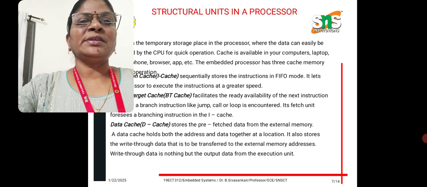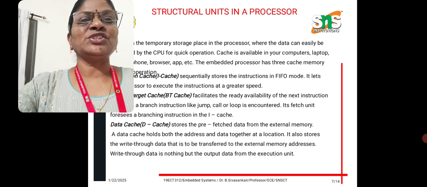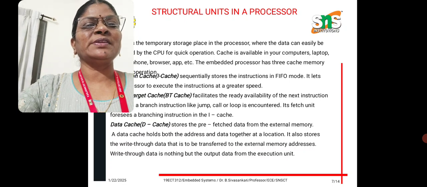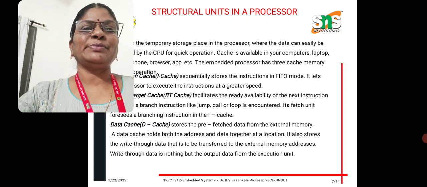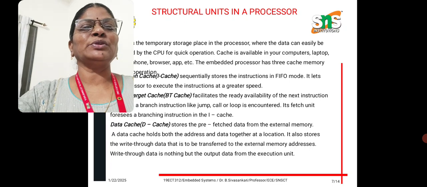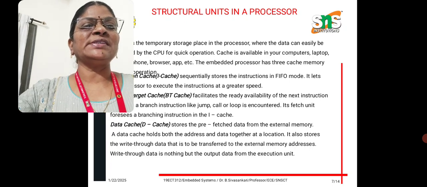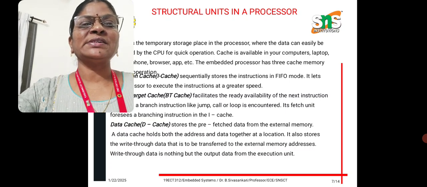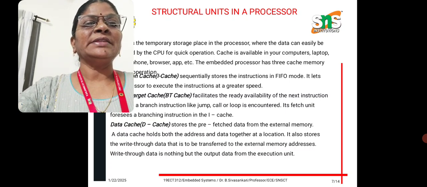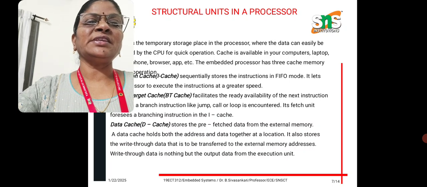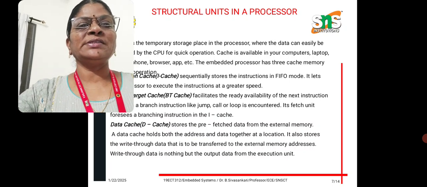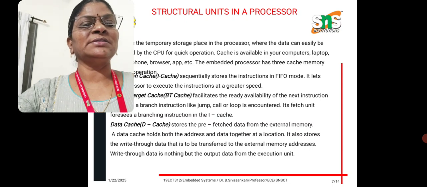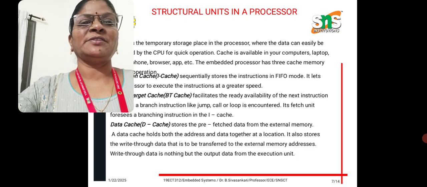And next one is cache memory. Cache memory is the temporary storage place in the processor where data can easily be stored by the CPU and fetched by the CPU for quick operation. Cache is available in your computers, laptops, phones, browsers, apps, etc. The embedded processor has three cache memories: one is I-cache memory, another is BT cache memory, and the third is D-cache memory.